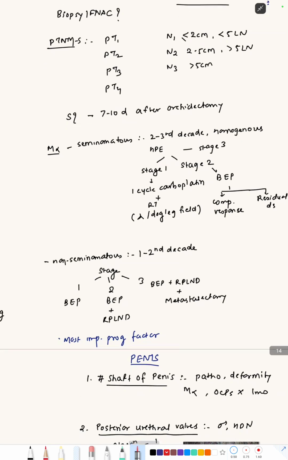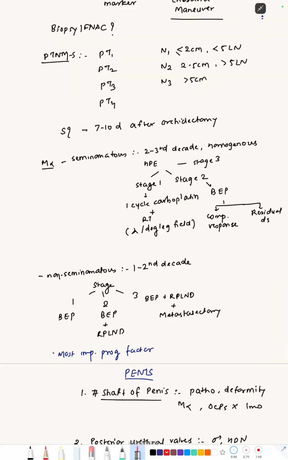In non-seminomatous tumors, which include yolk sac tumors, embryonal carcinoma and teratoma, they generally occur in the first to second decade of life. For stage 1 we give BEP. In stage 2 we give BEP plus RPLND where it involves lymph nodes, and in stage 3 where metastasis is present, again BEP plus RPLND and metastasectomy. So the most important prognostic factor in a testicular tumor is actually the staging of the tumor.